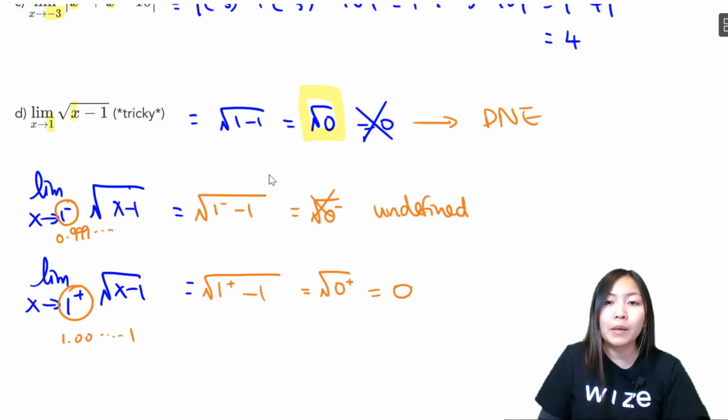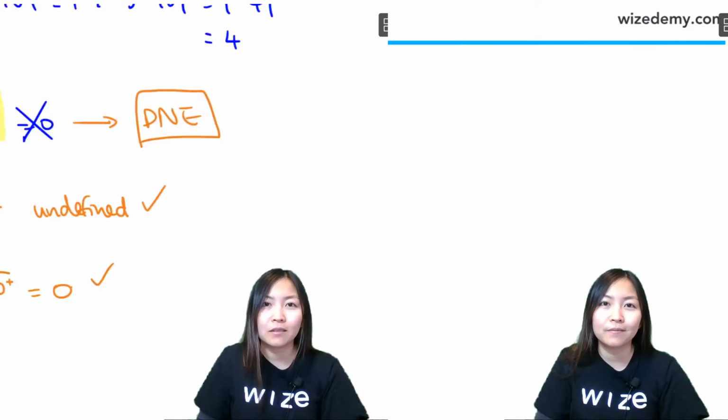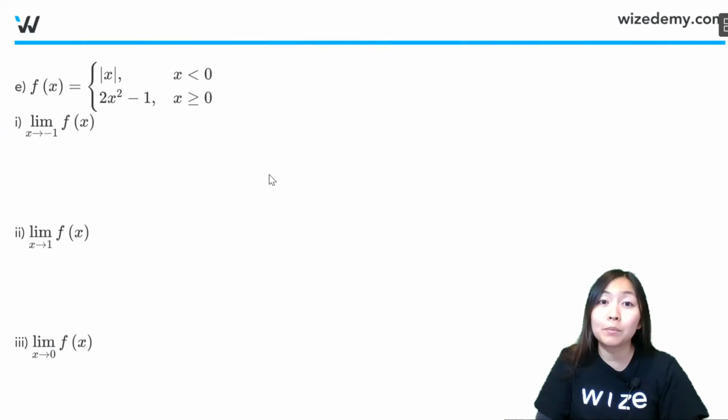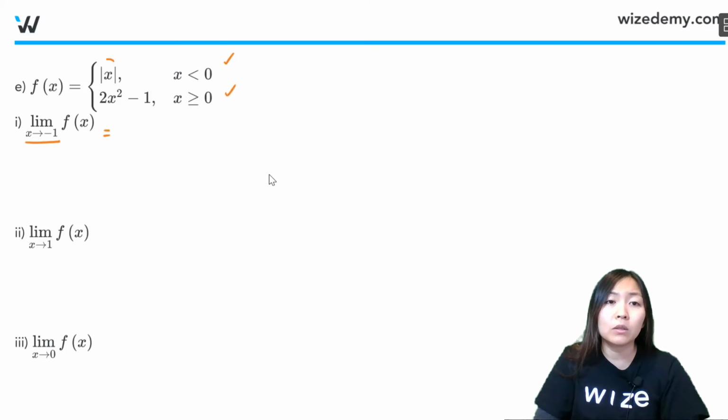So one of the limits from the left is undefined. One of the limits, which is from the right, is 0. That's why the whole limit does not exist. Now let's take a look at part E, which is a piecewise function. So part 1, we want to find the limit as x approaches negative 1. So negative 1, is that in piece 1 or is that in piece 2? Negative 1 is less than 0, so we're in piece 1 over here.